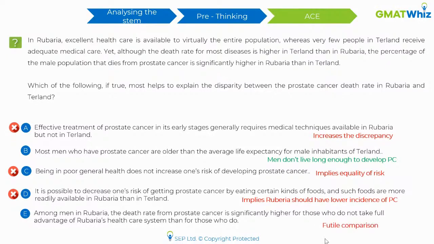So this comparison is useless, because I need a comparison between men in Turland and men in Rubaria, or the prostate cancer situation in Turland or the prostate cancer situation in Rubaria, which I'm not getting. So B is the answer. B tells us that in Turland, men die way before they can reach an age where they would develop prostate cancer. Hence, the number or percentage of people dying of prostate cancer is very low.